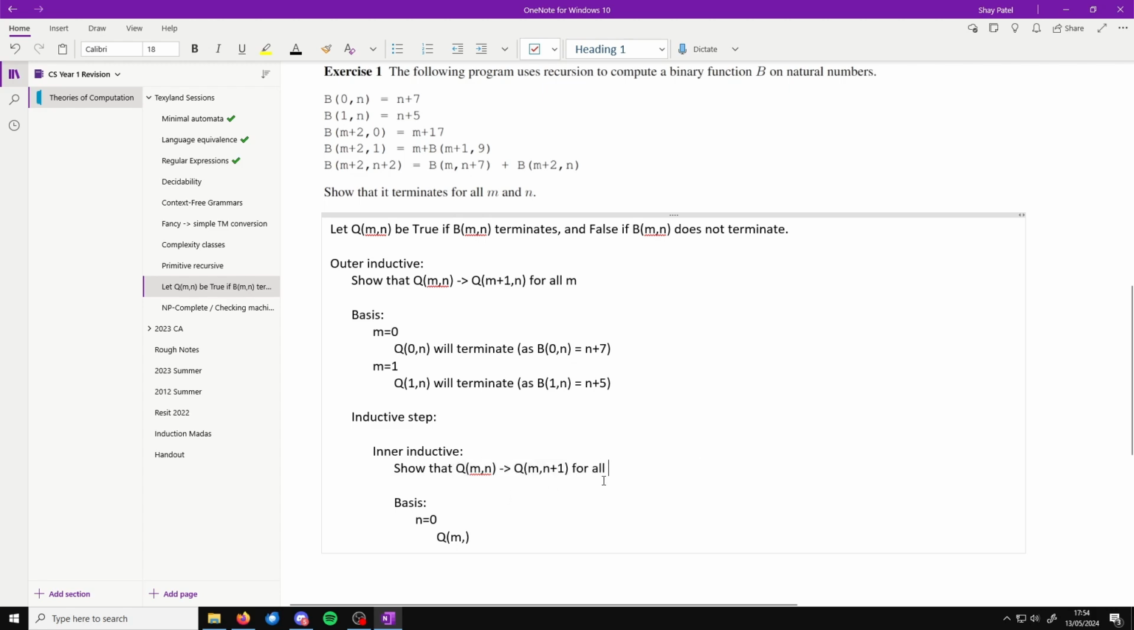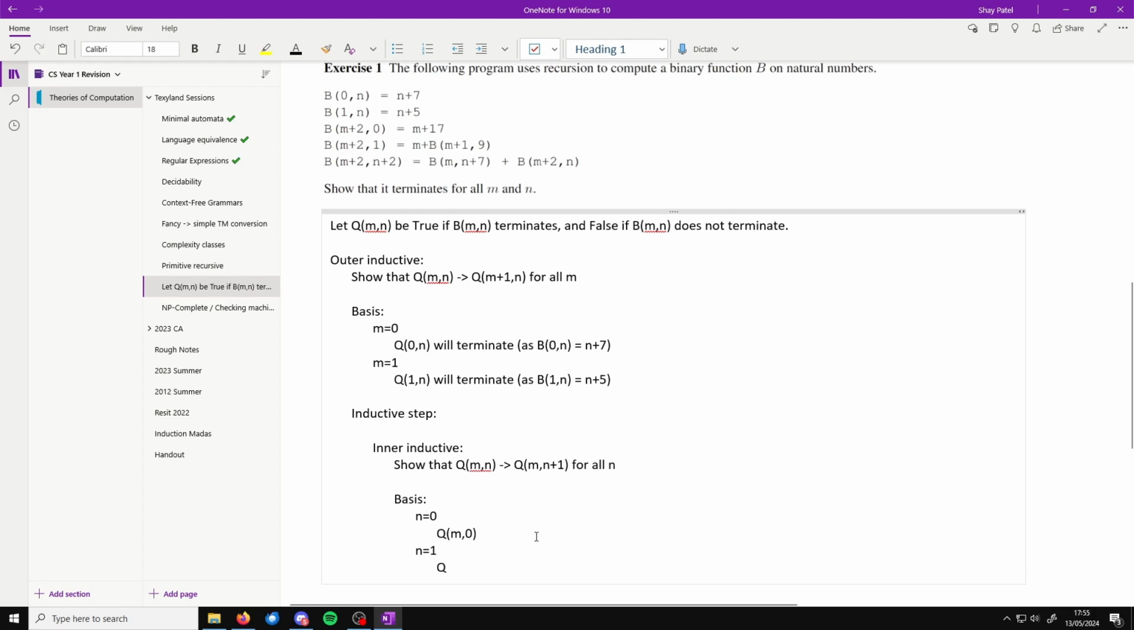So, basis n equals 0, Q. Here we're going to take in m, and as our n we're going to take in 0. We should also have 1 as a base case, because that is another one. Okay, so if we take in Q m0, this will terminate as b m0.